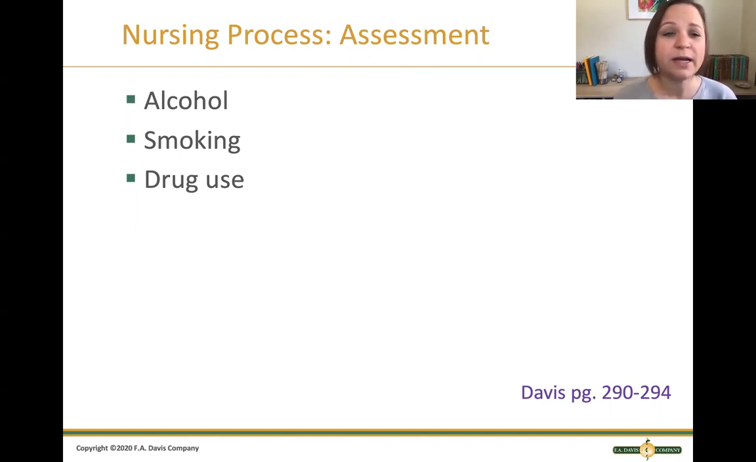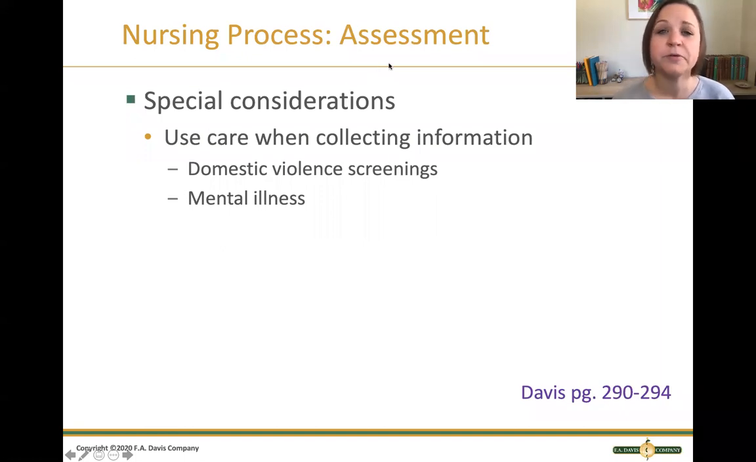So we want to assess for any alcohol, smoking, or drug use that may impact the patient negatively from the anesthesia or otherwise. As with all patient encounters, we want to screen for any history of mental illness and especially screen for any history of domestic violence at home. Remember, you don't want to have any caretakers in the room when you're screening for domestic violence or mental illness because the patients may not feel comfortable to disclose that to you.